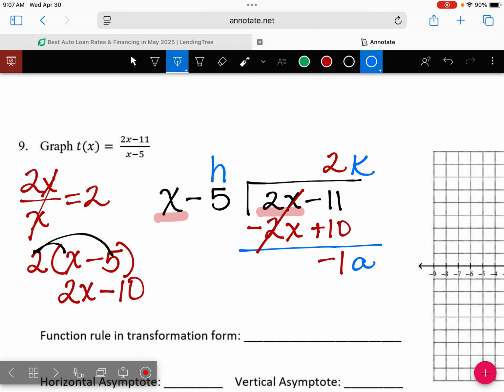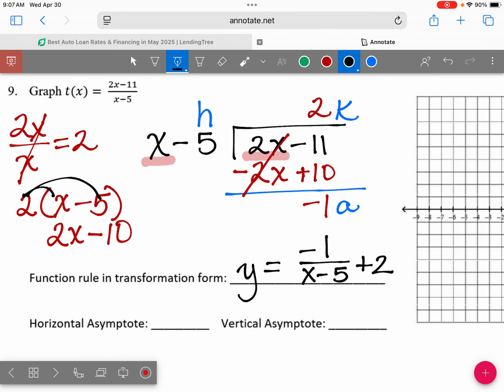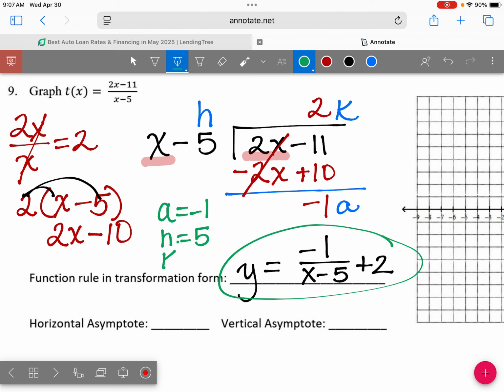So let's pull it all together and write our equation. It would be y equals -1 over x minus 5 plus 2. Now it's set up so we can graph it. So we know that in this equation, a is -1. What is h? Is h positive 5 or -5? Positive 5. And k is positive 2.